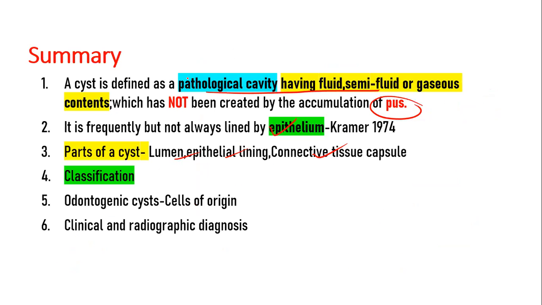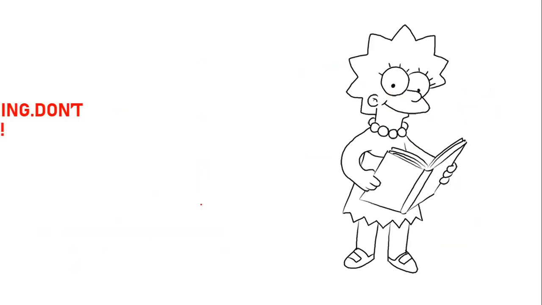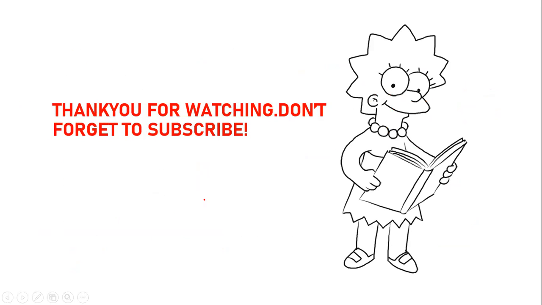So with this, we come to the end of the video. We've discussed the definition, parts, classification, many examples, as well as the cells of origin. I hope this video helps you. We have gone in depth over odontogenic cysts, and in the future videos also, we'll try to understand it in detail.